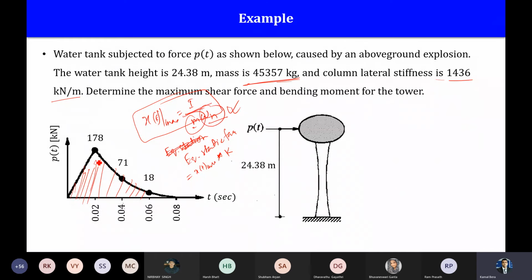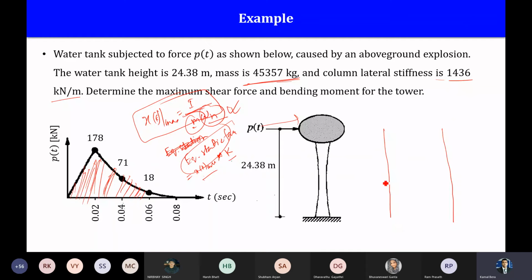I is nothing but the area under this pulse. Then you will get XT max. XT max multiplied by K, stiffness into XT, gives force. Damping is not participating. Once you get the equivalent static force, it is like a cantilever with an equivalent static force acting here. So you can find the shear force and bending moment. What is the shear force diagram and how is the bending moment diagram?